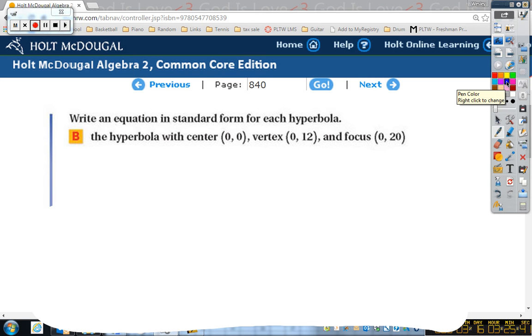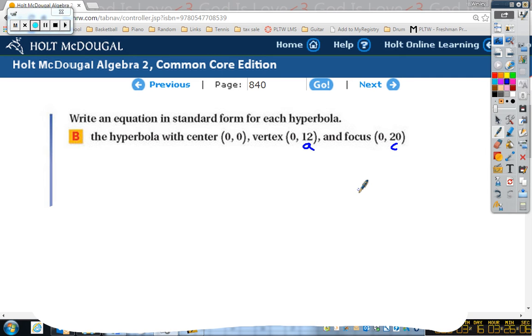Okay, so our next one, we don't have a picture for this one, but they give us the vertex and the focus. All right, so we have center at 0, 0. My vertex, well, I know that 12 is my a, and the focus is my c. Well, I need to find my co-vertex. Well, when I had ellipses, we used c squared equals a squared minus b squared.